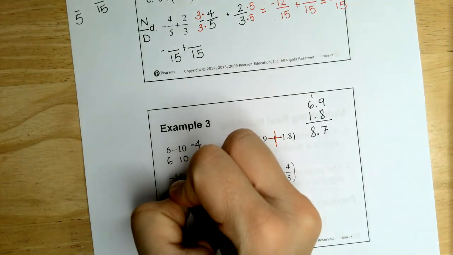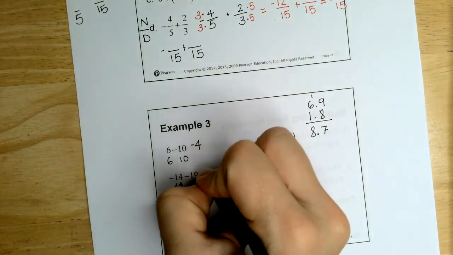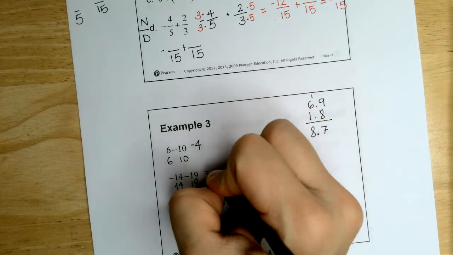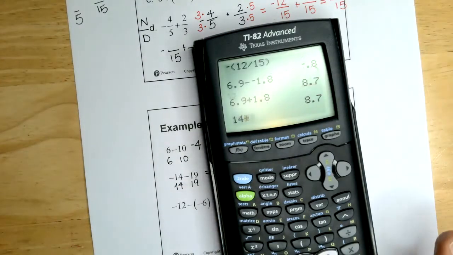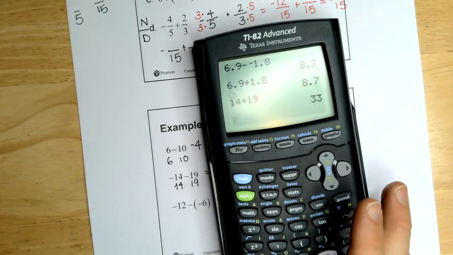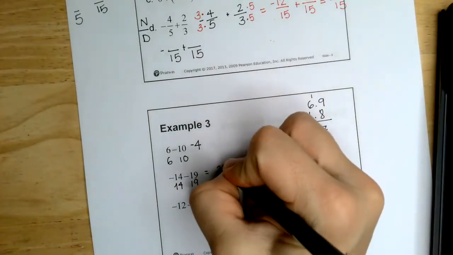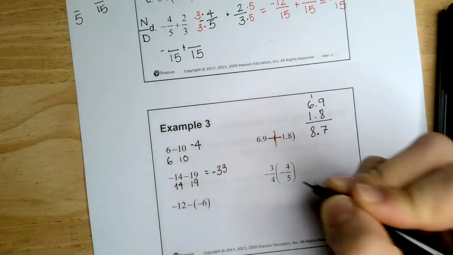-14 and -19. Those are the same sign. So we just add 14 and 19. We get 33. And because both of them are negative, it's a negative 33.